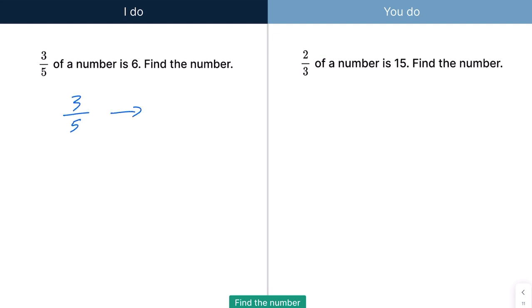So we now have 3/5 of some number is 6. So the first thing is the same, get rid of the fraction, times it by 5, times it by 5. So that then becomes 3, and 6 times 5 is 30.